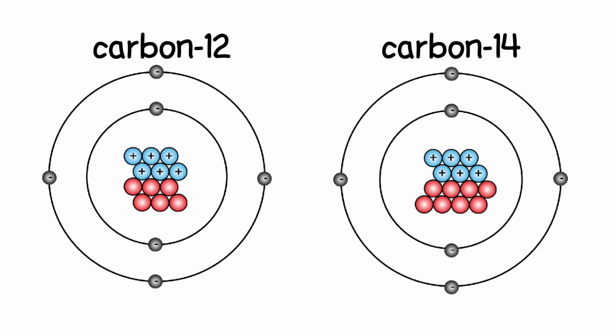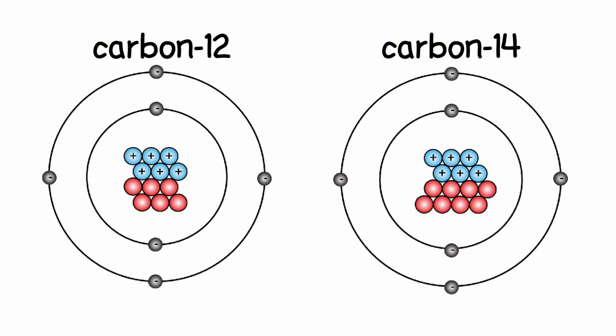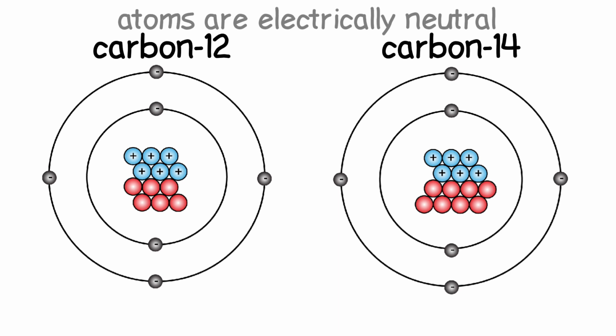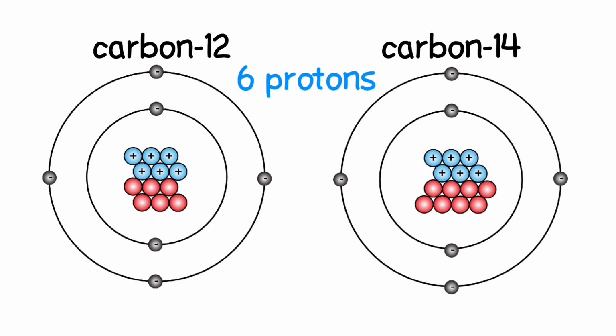Moving on, since carbon-12 and carbon-14 are both carbon isotopes, we know that they must have 6 protons because the atomic number of carbon is 6, as per the periodic table. All isotope forms of an element are also atoms. This means that they have the same number of electrons as protons. So we know that both carbon-12 and carbon-14 have 6 electrons each, since they both have 6 protons each.